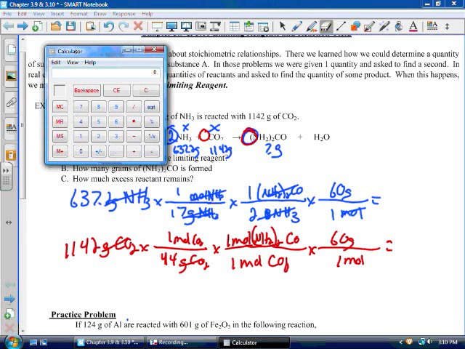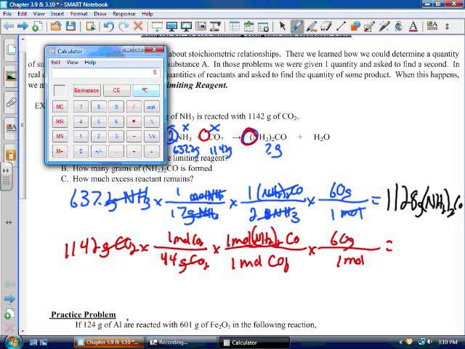So, in the first calculator, I have 637.2 times 60 divided by 17 divided by 2 gives me 1,127 or 1,128, we'll say, grams of NH2 2CO. All right, so if NH3 is our limiting reactant, that's how much it would produce.